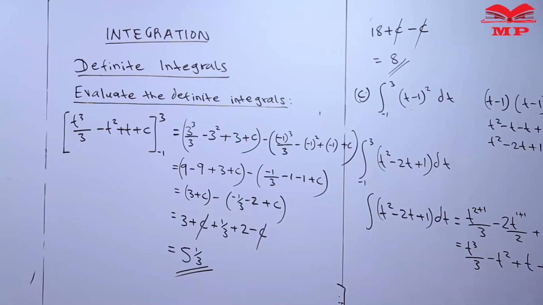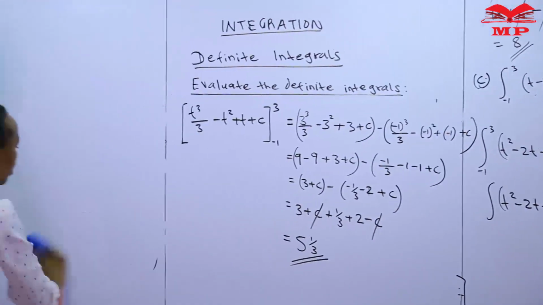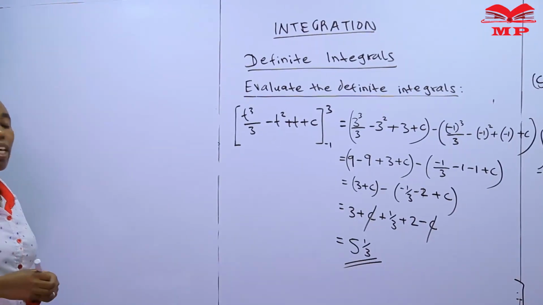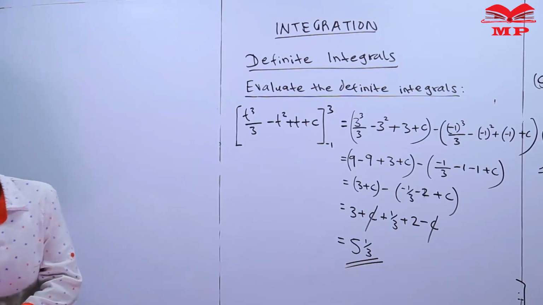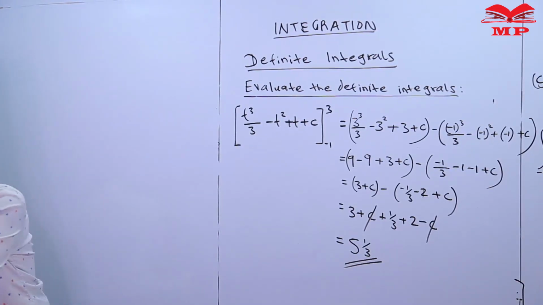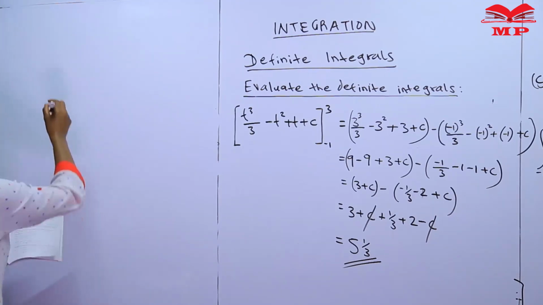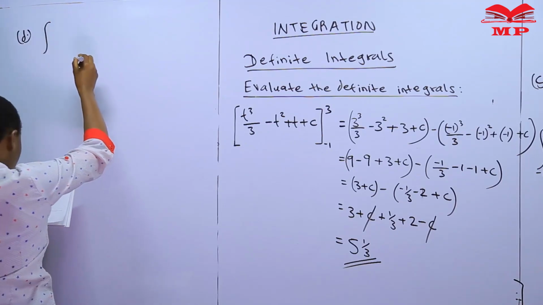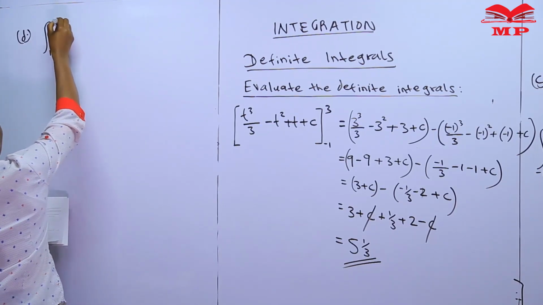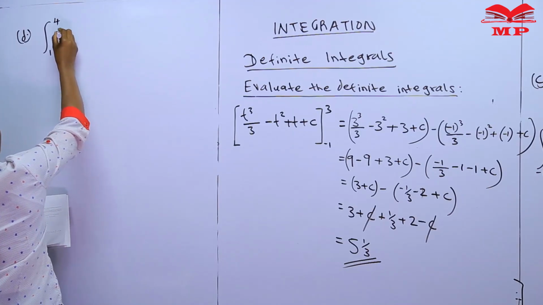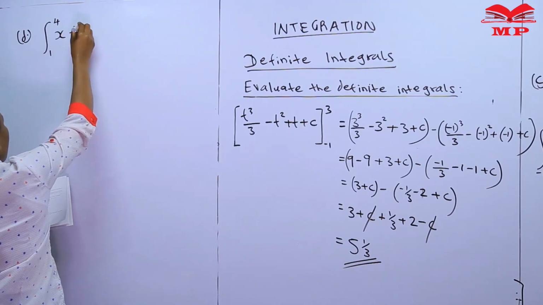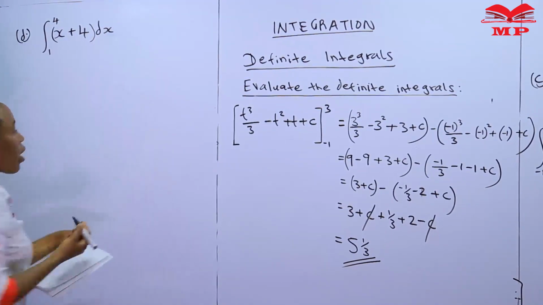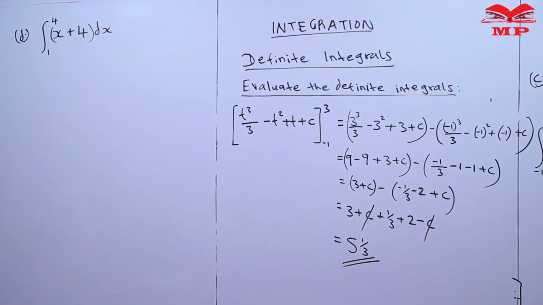We are still evaluating the definite integrals, and we require this knowledge in our next lesson, whereby we'll be looking now at the area under the curve. So finally, we have the following. In this case, we have this number D. We have from 1 to 4, and then we have x plus 4, and then we are integrating with respect to x. So we can do that one as the last example.